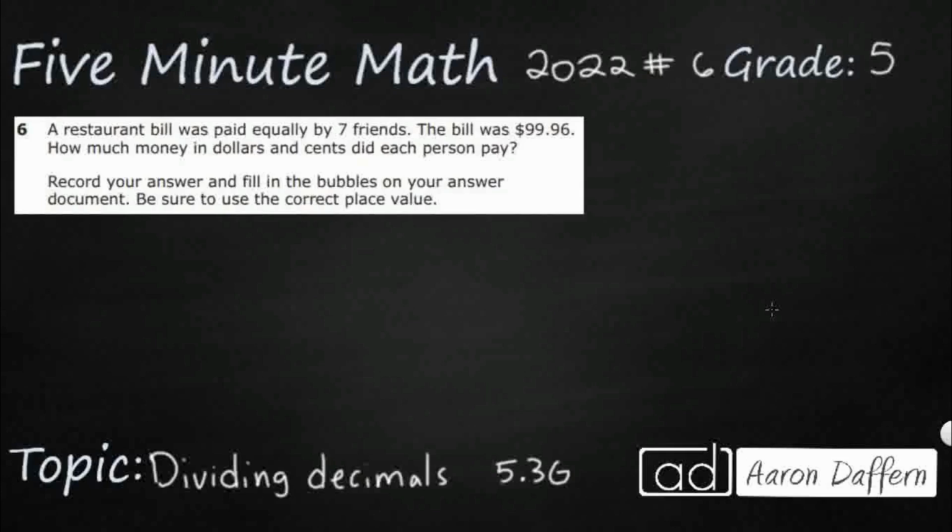Today we are looking at the 5th grade concept of dividing decimals. This is standard 5.3G in the great state of Texas, and we are using item number 6 of the 2022 released STAAR test. If you haven't done so already, please take a moment to pause the video, work this problem out on your own, unpause it, and we will look at our answers together.